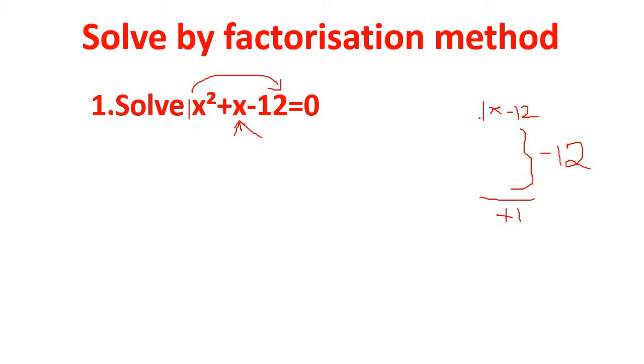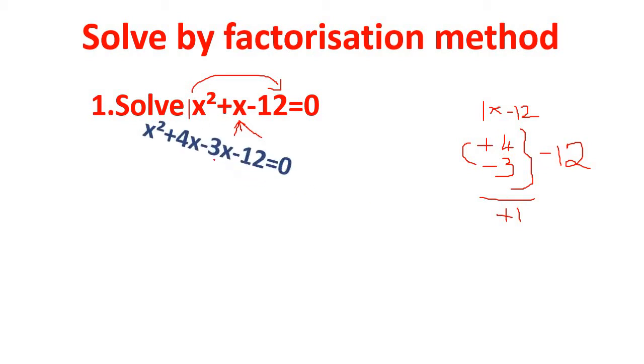So here the coefficient of x square is 1 and the constant is minus 12. So plus into minus is minus 12. So the factors are 4 and 3, as 4 threes are 12. Here we have to get plus, that's why let us give plus 4 and minus 3. So plus into minus is minus 12, and if you subtract you will get plus 1.